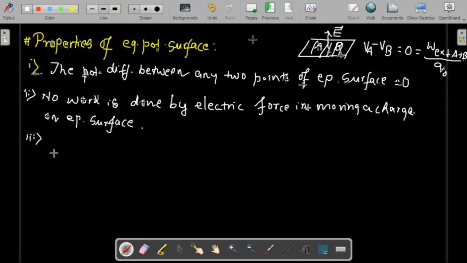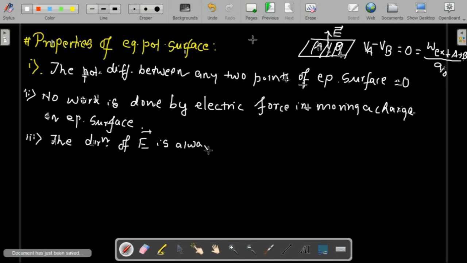This example we have already seen once. I will try to repeat that thing. So this is the third property, which is again important. Electric field is always perpendicular to the equipotential surface. Okay, you can think of it in this way also.